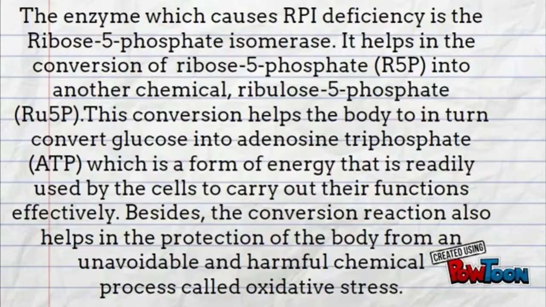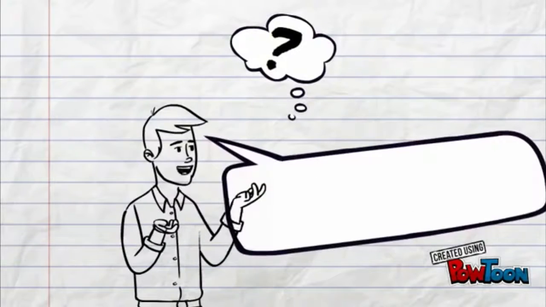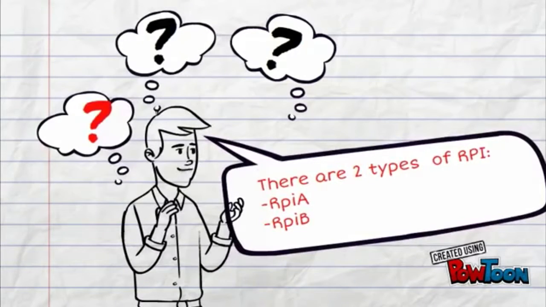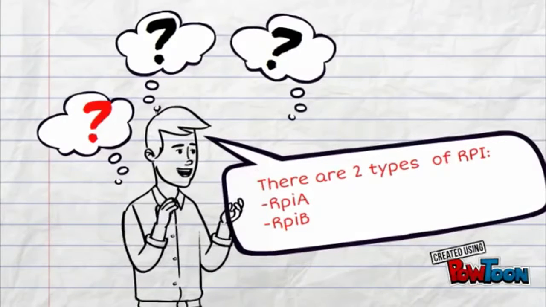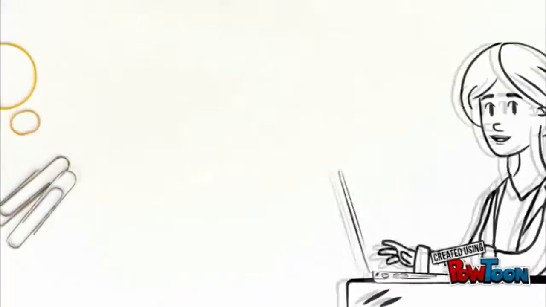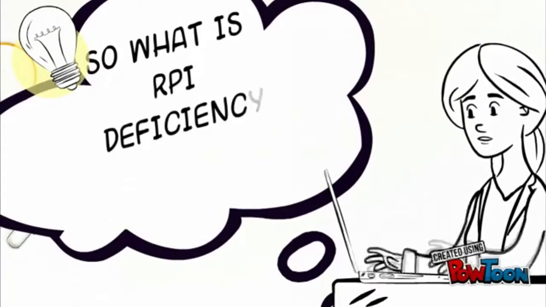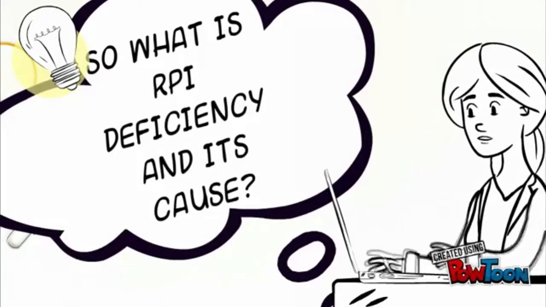Besides, the conversion reaction also helps in the protection of the body from an unavoidable and harmful chemical process called oxidative stress. Ribose 5-phosphate isomerase exists as two distinct protein forms known as RPIA and RPIB. Both catalyze the same reaction, and most organisms express one or both of these enzymes. So, what is ribose 5-phosphate isomerase deficiency and its cause?